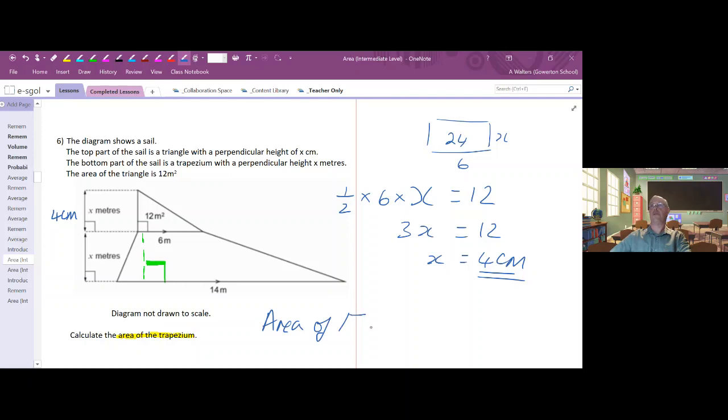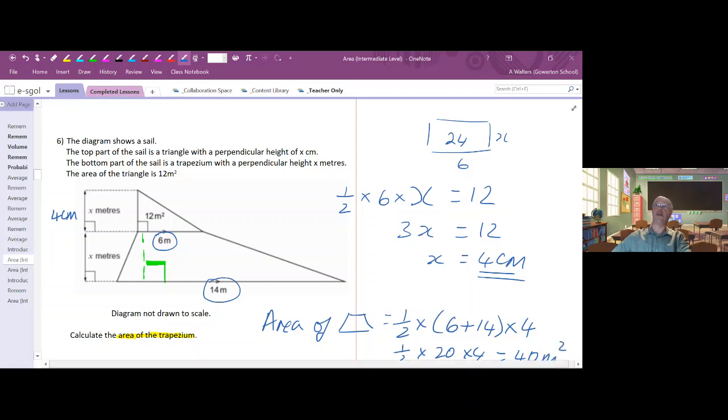So I'll draw it out there. A half times the parallel sides, which are the 6 and the 14, times the perpendicular height, which we've just found out to be 4. Remember, 6 plus 14 is 20, so it's a half times 20 times 4. I'm going to multiply it out as I see it. A half of 20 is 10, times 4 is 40. So the answer is 40, and the unit is meters squared because it's an area.